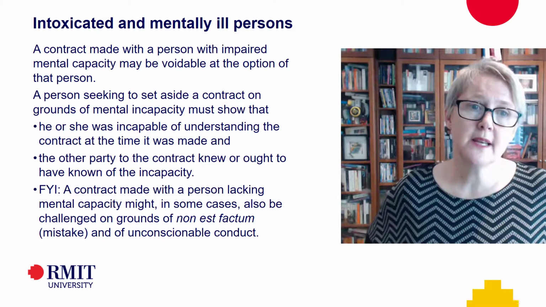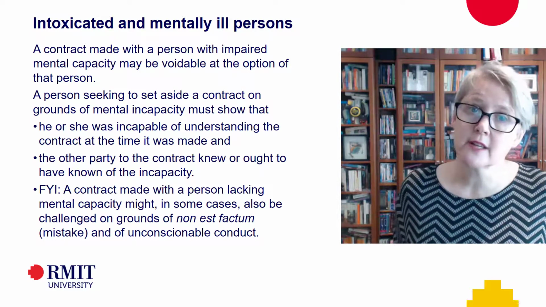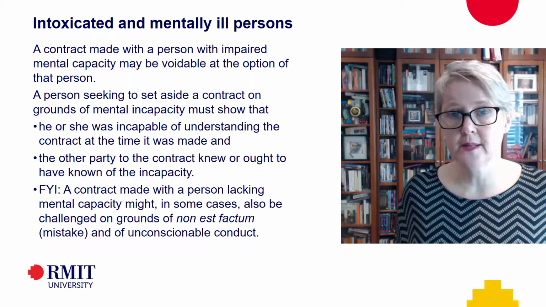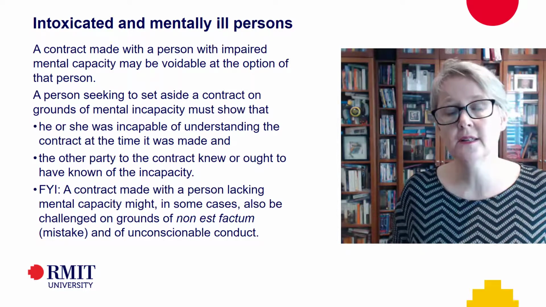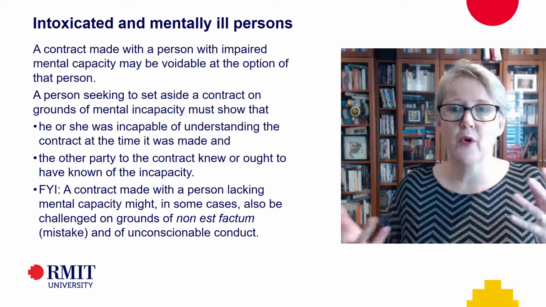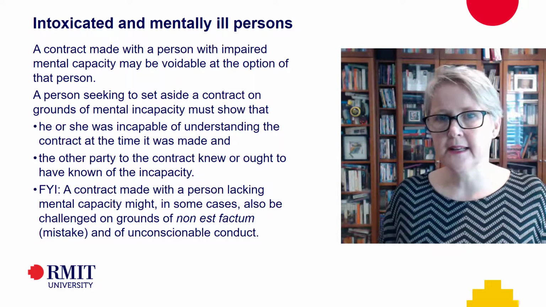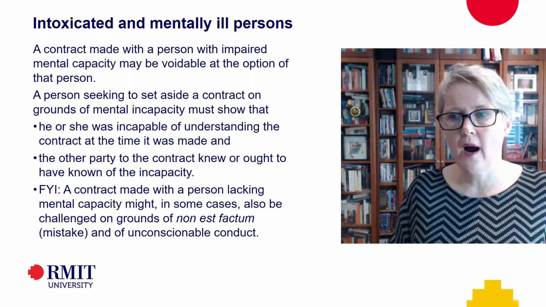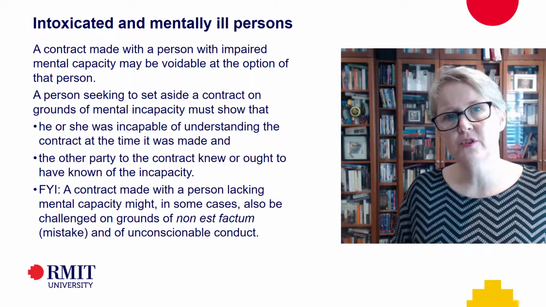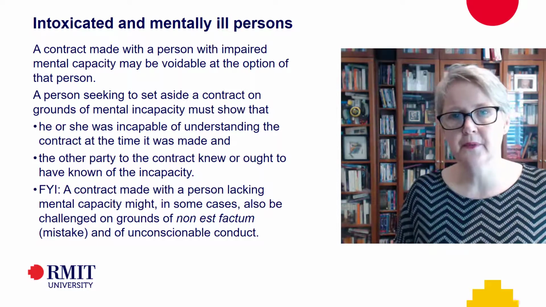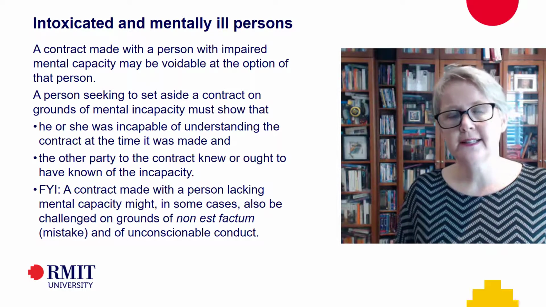So the most common is people who are intoxicated, drugs and alcohol, or people who are mentally impaired in some ways, whether as a consequence of a mental illness, a brain injury, dementia, or some sort of intellectual disability. Essentially, contracts made with these people are voidable at the option of that person. So similar to contracts made with minors. However, it's a little bit tricky.